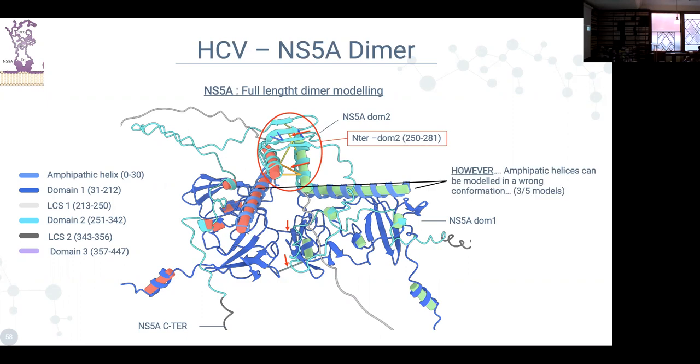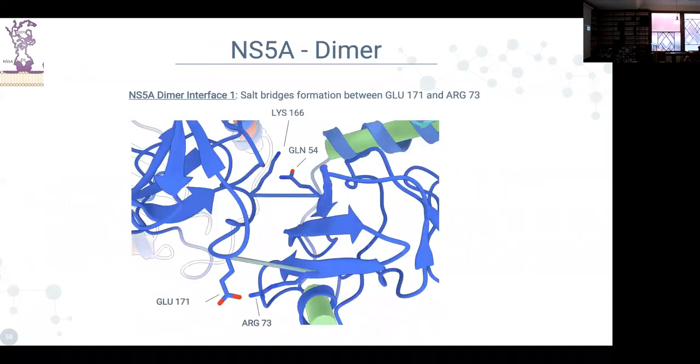But the amphipathic helices in this model were wrong. In three out of five models, the helices are between the domain one and the domain two, so you cannot add a membrane here. So it was a bit disappointing.